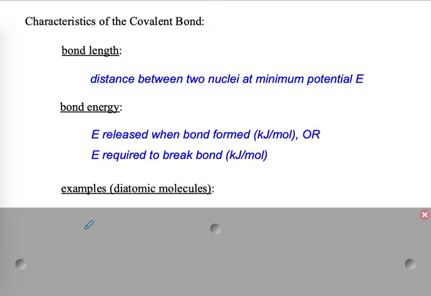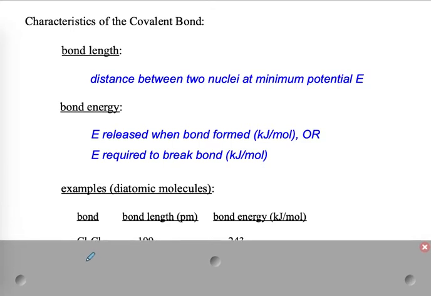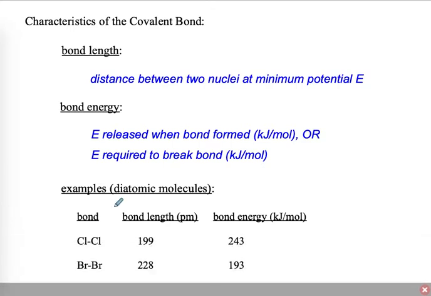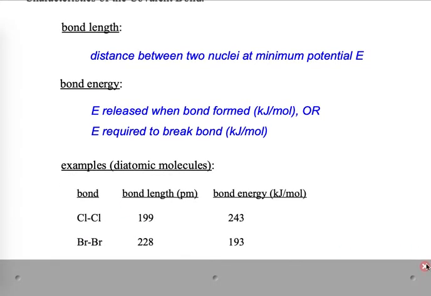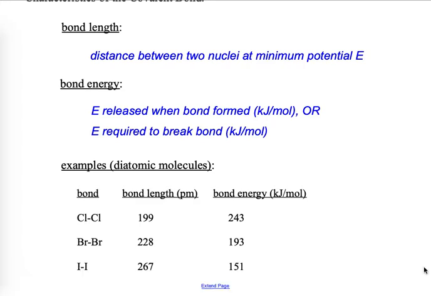And here are some examples of bond lengths and energies. So let's look at the halogens. Each of the halogens as a pure element forms a diatomic molecule: chlorine-chlorine, bromine-bromine, iodine-iodine. For chlorine-chlorine, the bond length is 199 picometers. The bond energy is 243 kilojoules per mole. For bromine-bromine, 228 picometers, 193 kilojoules per mole. And for iodine-iodine, 267 picometers and 151 kilojoules per mole. Pause the video and see what trends you observe.